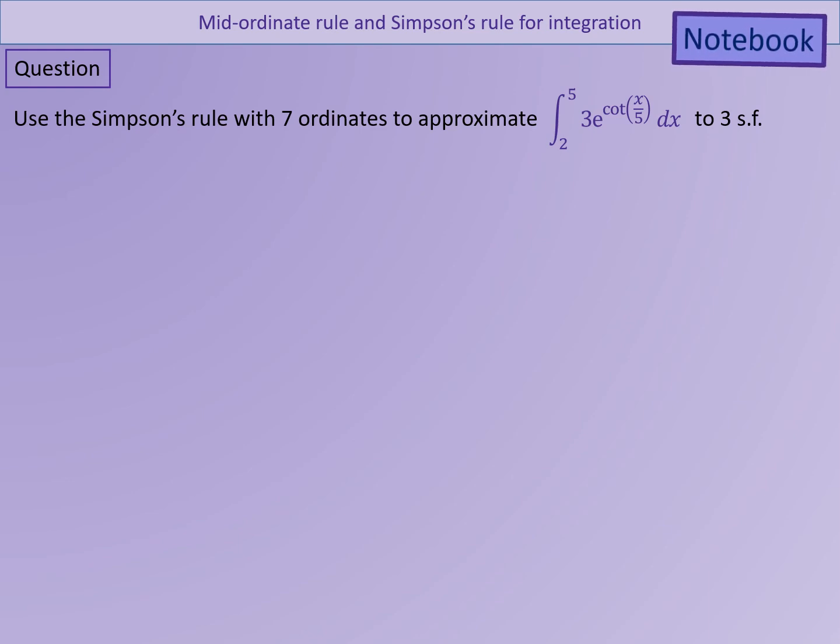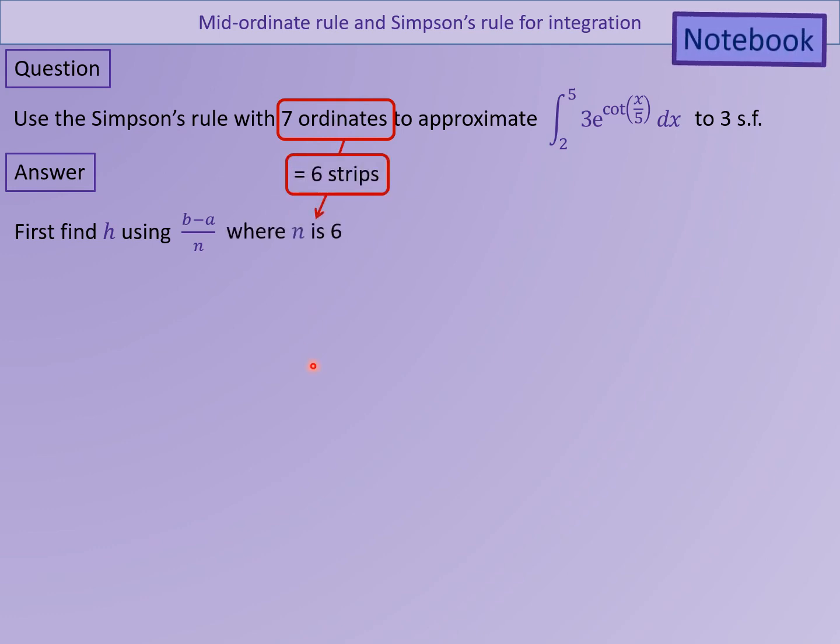Alright, so let's see how far you got then. The first thing we want to do, same as always, let's work out that h value. So it's top limit, take away bottom limit, divide by the number of strips. Be very careful. Easy mistake to make, divide by 7. No, n is the number of strips, not the number of ordinates. So we know because we've got 7 ordinates, that is the same as 6 strips. So n is definitely going to equal 6. Okay, so 5 take away 2, 3, divided by 6, 0.5. We are going up a half each time.